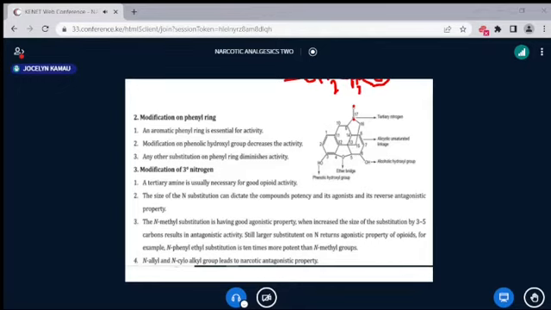N-allyl and N-cycloalkyl groups lead to narcotic antagonistic activity. N-allyl means you have a CH2, then a CH, and then a double bond, CH2.